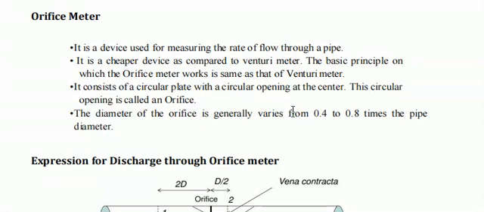It is also a flow measuring device, and it is cheaper than the venturi meter. The principle of working is the same as that of the venturi meter. That orifice hole has 0.4 to 0.8 times the diameter of the pipe which is connected to that orifice plate. So that will help us to design the orifice plate.